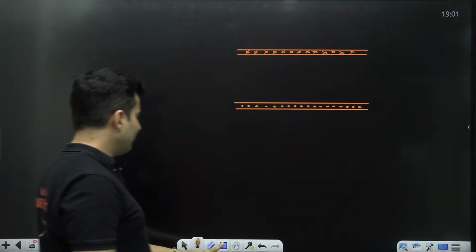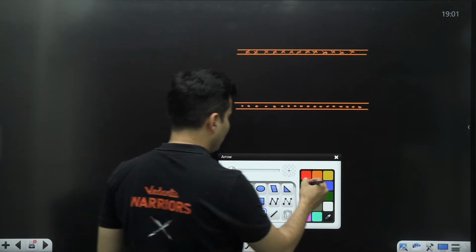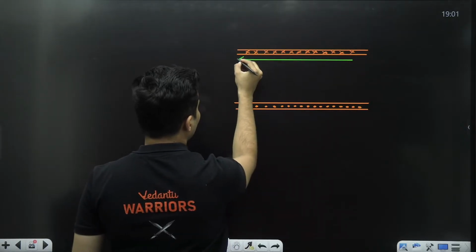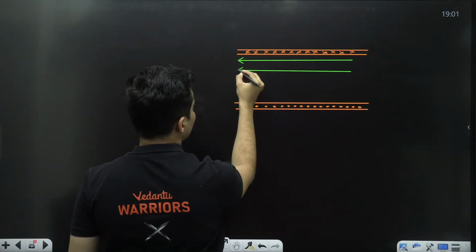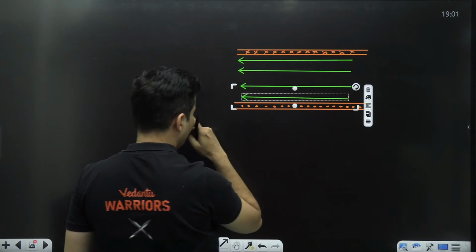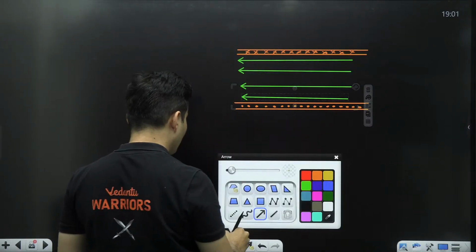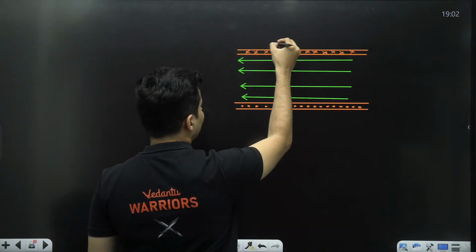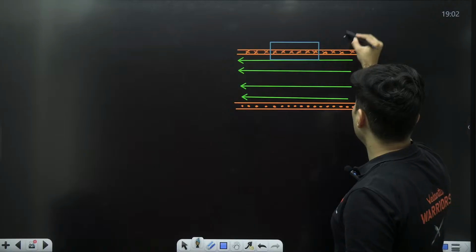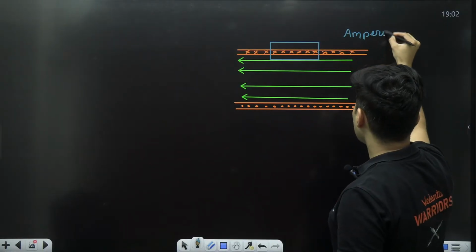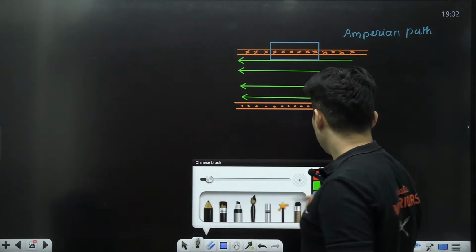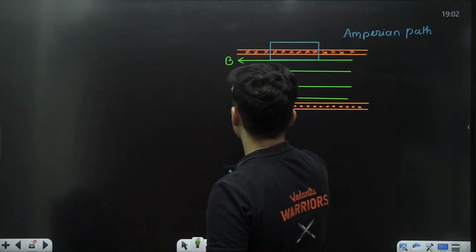Okay. Now in order to find out the magnetic field, first of all, let's imagine those magnetic field lines. They will be something like this. Remember, they are uniform inside, roughly constant everywhere. Outside there is no magnetic field, so we don't have to worry about it. I will choose an Amperian path which looks something like this. Very interesting Amperian path, guys. This is my new Amperian path to find out the value of the magnetic field right over here.